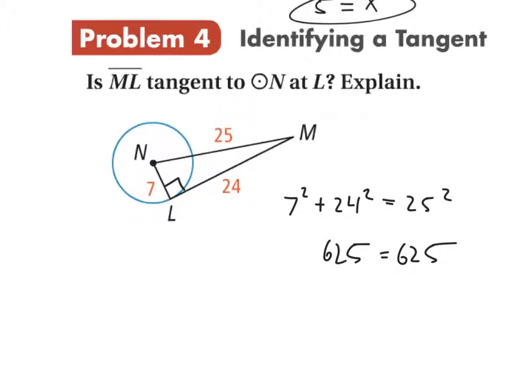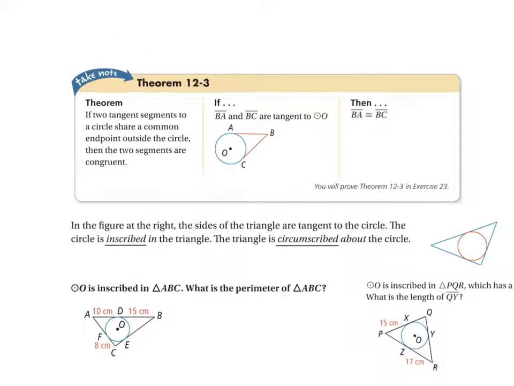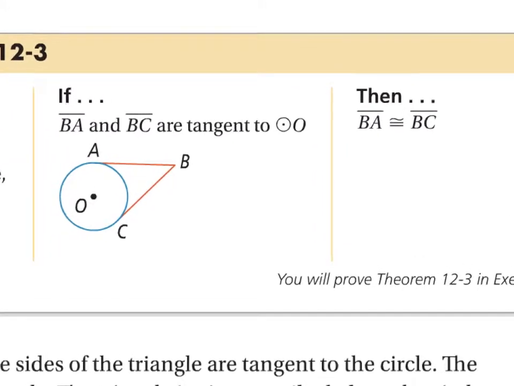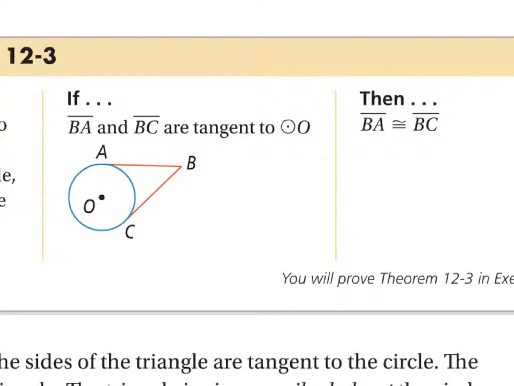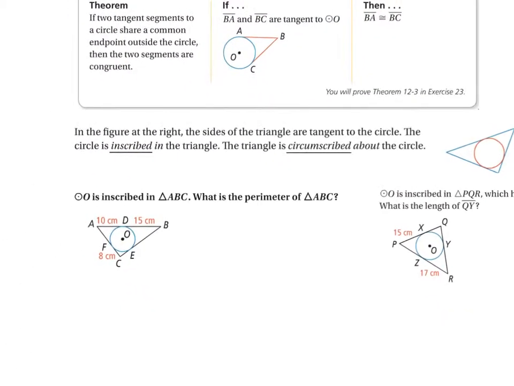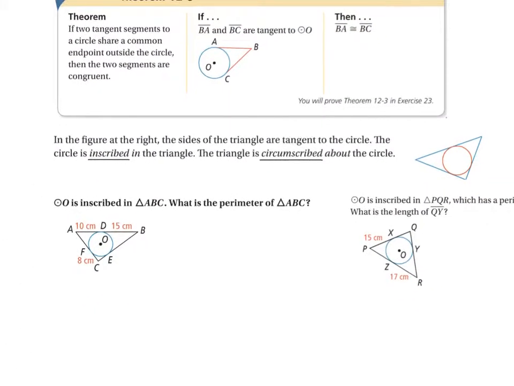So down here we have a new theorem that says if you have two tangent segments, so we have to know that we have tangent segments, and if they meet outside the circle, then those two segments are congruent. Coming down to this problem, we have some vocab here.